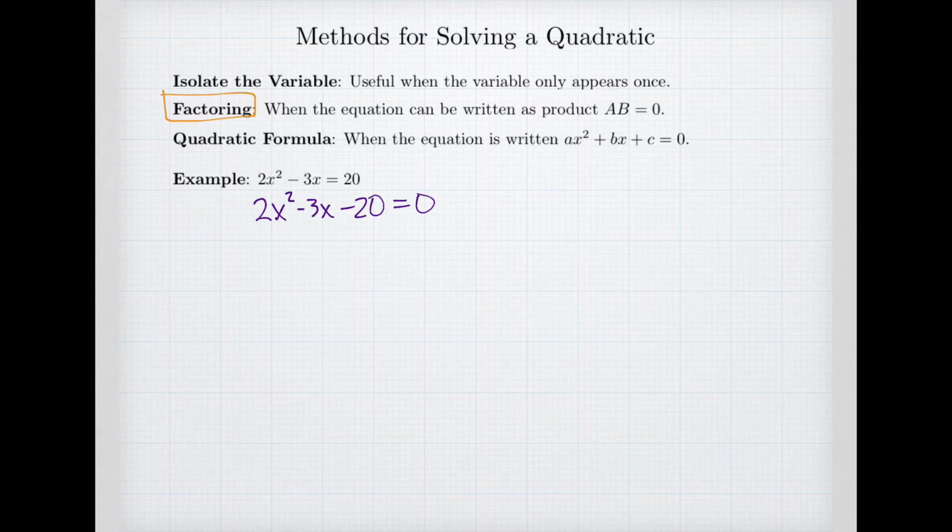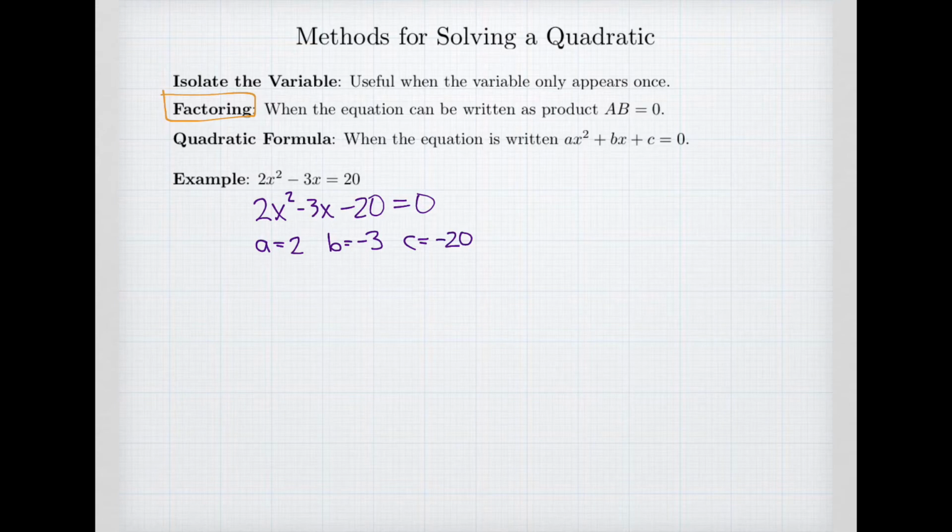Alright, even though we're not using the quadratic formula, it's helpful to recognize what our coefficients are. So a equals 2, that's the coefficient of x squared. b equals negative 3, that's the coefficient of x. And c equals negative 20, that's the coefficient that doesn't have any x's.